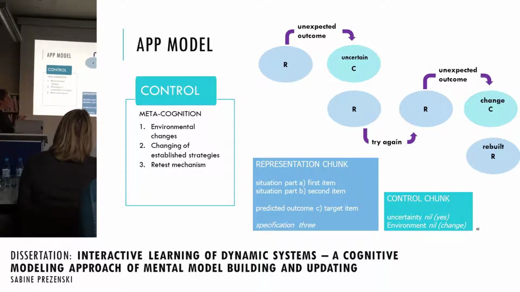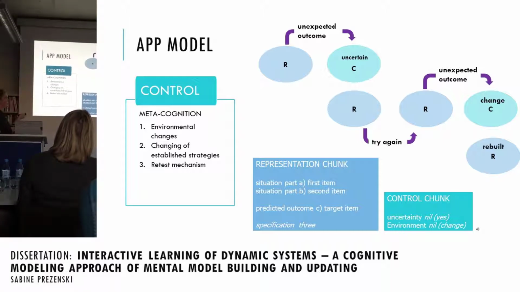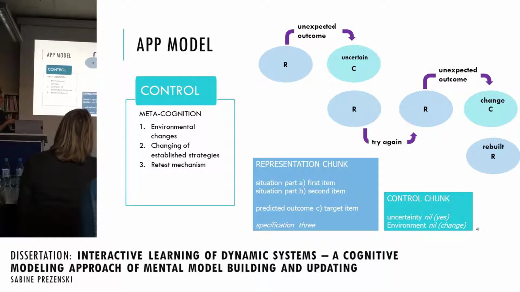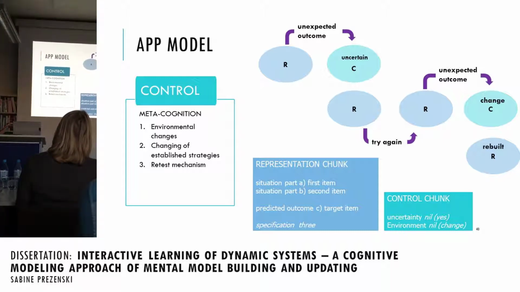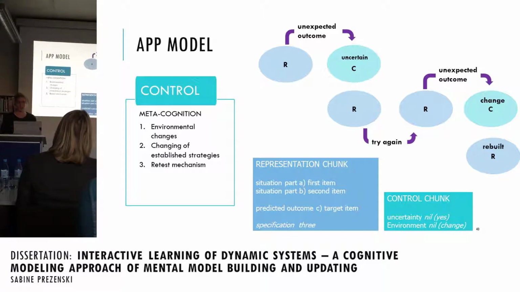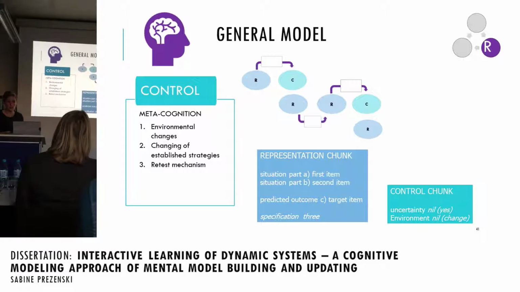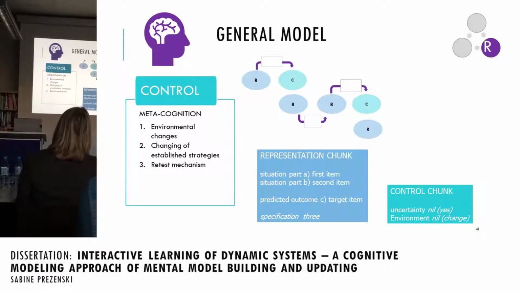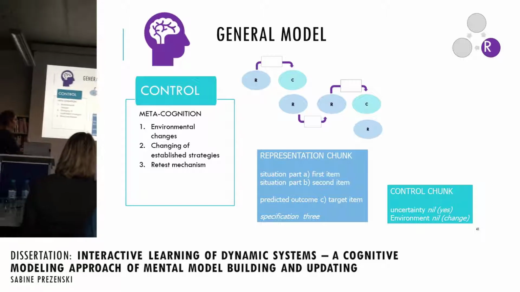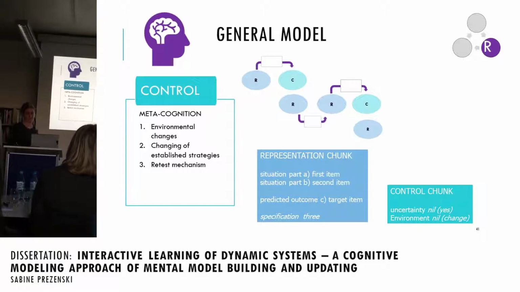It has an unexpected outcome, and then it will note, I'm uncertain in the control chunk, and use the representation chunk again. If it again achieves an unexpected outcome, then it will note, okay, something has changed in the environment, and then rebuild the representation chunk. Generally, this is something that happens in the reflection phase. There are reflection mechanisms for environmental changes, for changing of established strategies, and also retesting them.